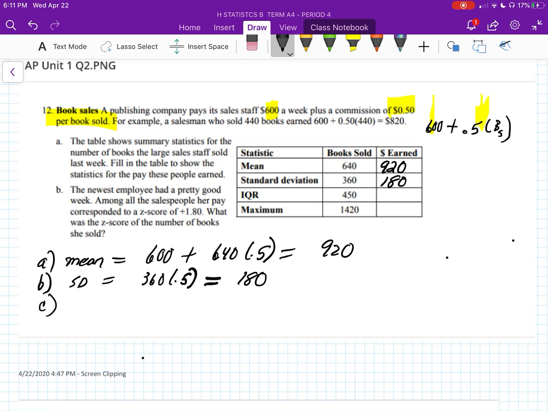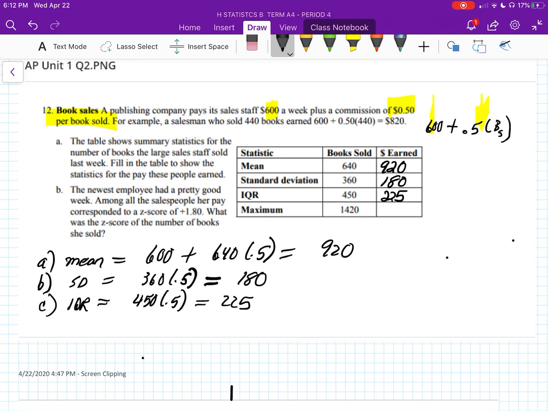For letter C, our IQR also follows the same rule. So the IQR, remember, is the distance between your 25th and your 75th percentile. So if your 25th percentile and 75th percentile all get added 600 to them, there's going to be no change in the distance between them. But if they all get multiplied by something, that will change the distance between them. In this case, they're getting multiplied by half. So 450 times 0.5 means our IQR is going to change to 225, which would be the IQR of the dollars earned.